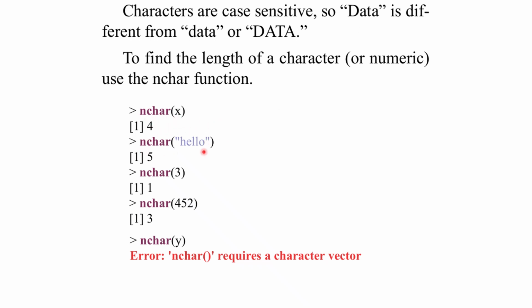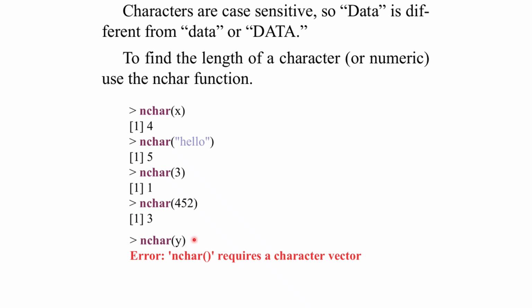Then we can directly give nchar of hello; the number of characters is 5, so 5 will be returned. And nchar of 3 is a single character. The nchar function is applicable for all types of data: numeric, integer and character values. It returns the number of characters in a value. 3 is a single character, while 452 has 3 characters, so 3 will be displayed.